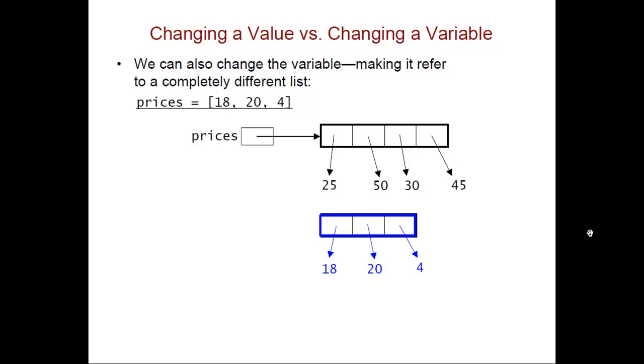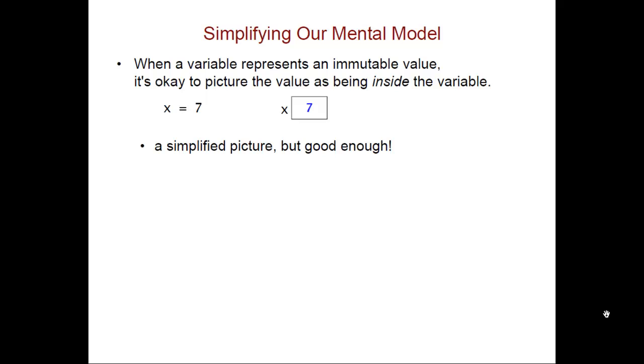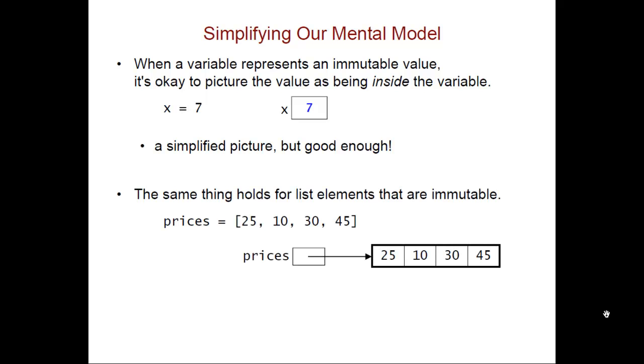Well, I'm going to create a new list in memory containing those 3 values, and the assignment is going to make the variable refer to that list, and it will no longer refer to the original one. Now it turns out that we can simplify our mental model. If we have a variable that represents an immutable value, a number or a string, we can picture the value as being inside the variable's box. It's a simplified picture, but it turns out to be good enough for any kind of conclusions that we need to draw. Similarly, if we have a list of immutable values, we can picture those immutable values as being inside the boxes of the list.